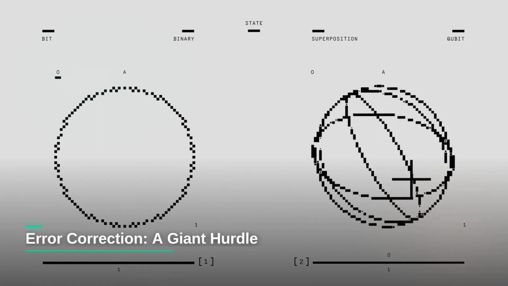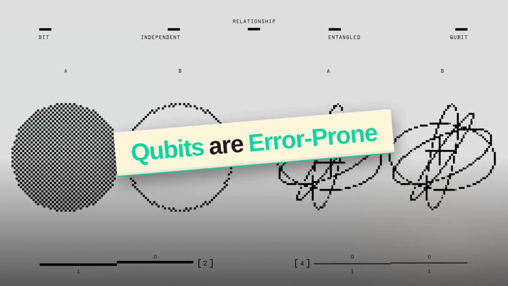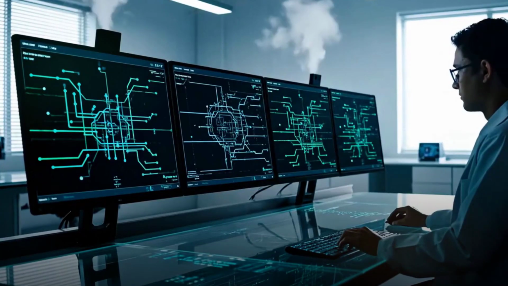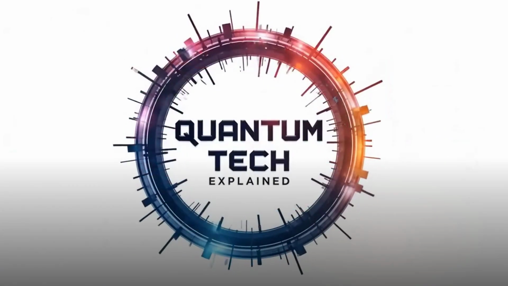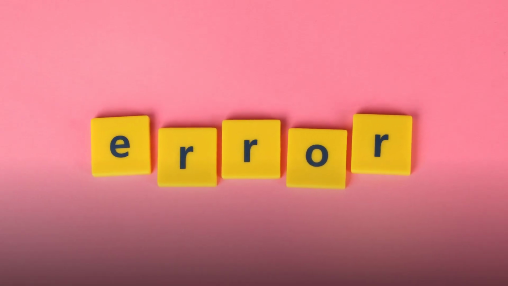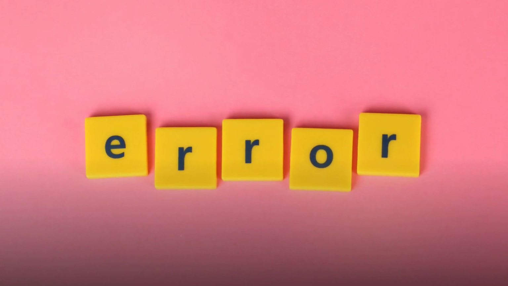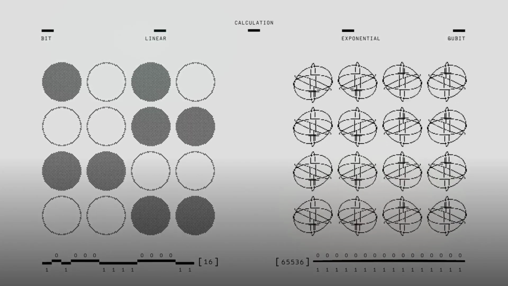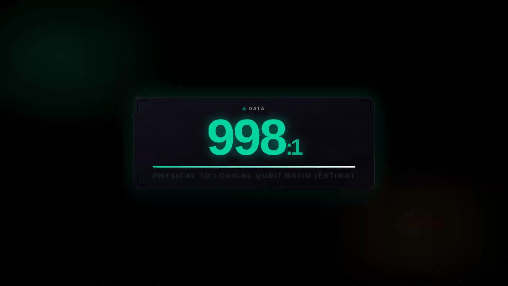Even with extreme isolation, qubits are still prone to errors. They can randomly flip their state or lose entanglement. Quantum error correction is essential for building useful quantum computers, but it's incredibly complex. Unlike classical error correction, where you can simply copy a bit to check for errors, you can't clone a quantum state without destroying it. Instead, error correction in quantum computing involves encoding one logical qubit across many physical qubits, creating redundancy to detect and correct errors without directly measuring the quantum information. This requires many more physical qubits than logical ones.